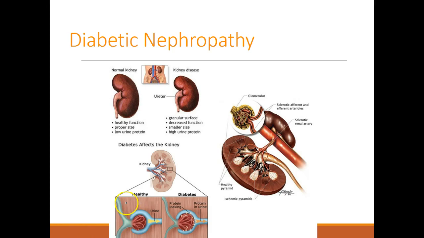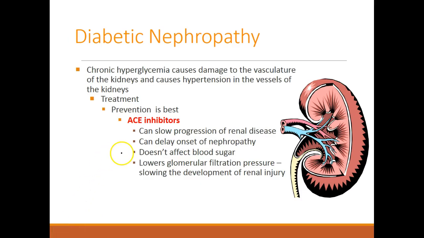And like I talked about earlier with the protein in the urine, as you can see in this slide here, it basically shows a person who has a healthy kidney versus somebody who's diabetic, where as fluid is being filtered through the kidneys, proteins actually leak out and find their way into the urine. So chronic hyperglycemia can cause damage to the vasculature of the kidneys and cause hypertension in the vessels of the kidneys.